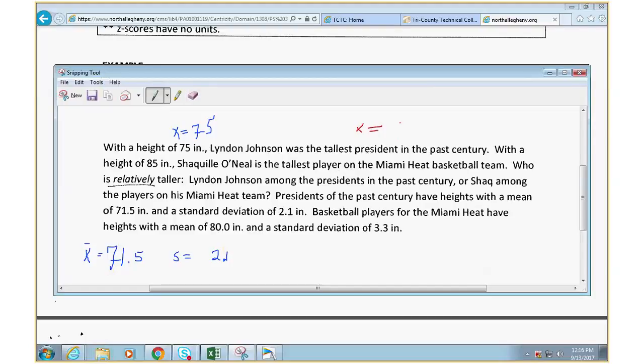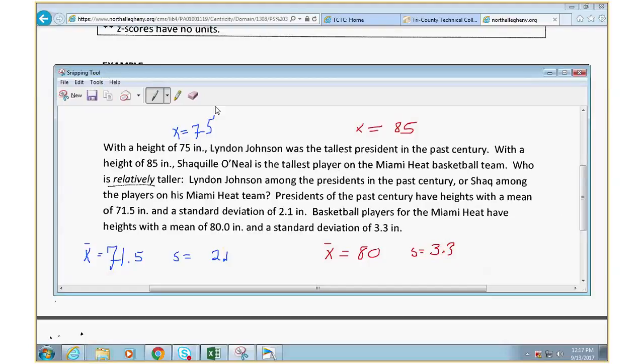X is equal to 85. And what is Shaq's statistics? Well, he had a mean for the team that year, which is X bar, of 80, and a standard deviation of what? 3.3. Now the reason I'm doing this is because I'm showing you that when you see a z-score problem, you're going to be given the information. It's not going to be one of those where you have to go looking for it. It's going to be there.